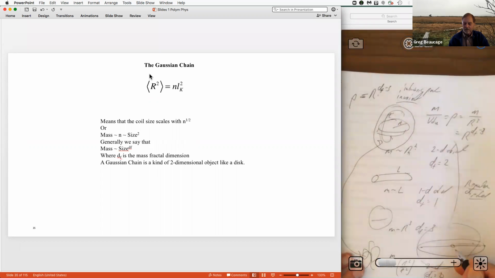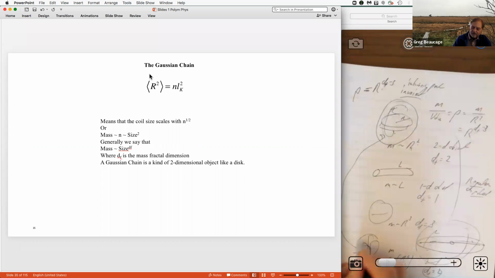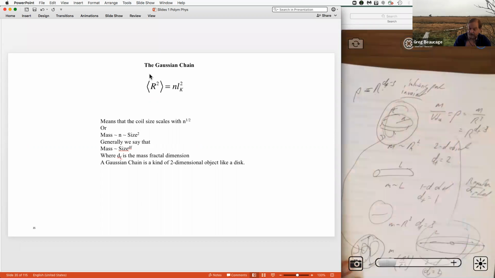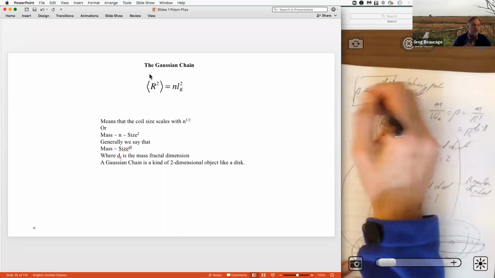Right? So the bigger the disk gets, the lower the density of it, if you think about it spinning around and filling space. So that's what this fractal dimension has to do with the density. I'm saying that the density of this Gaussian chain, if you average it around, and if you average around a disk, they have the same density for the same size, the same end-to-end distance, r. They're going to have the same density. So all this mass fractal dimension has to do with is the density of the object.